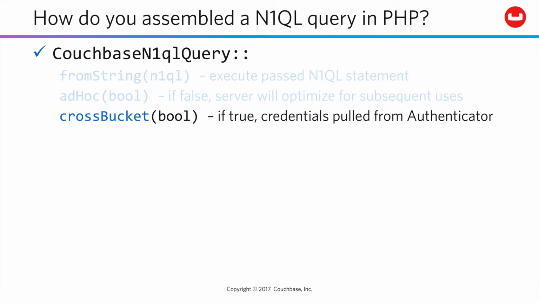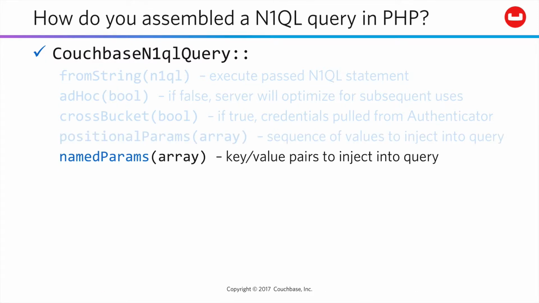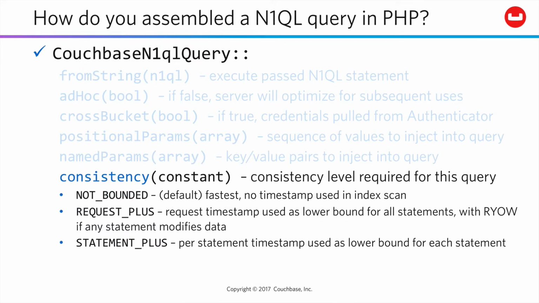If one or more of the queries within your statement draws on a bucket other than the bucket through which you pass this query, you can set cross-bucket to true, in which case the credentials will be pulled from the authenticator. You can pass in positional parameters. You could also use named parameters, whichever approach works best for your coding style. Last, you can set the consistency for this query.